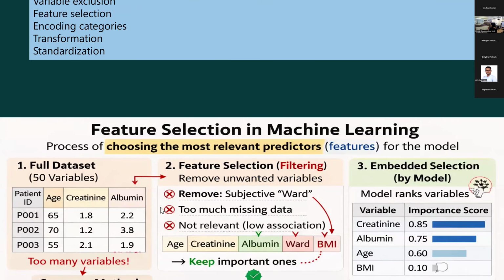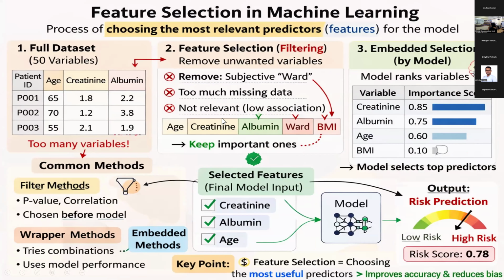So, what is feature selection? When you look at the data, you get a lot of variables that can be used as predictors. Which one is important, which is not important? That is done by something called feature selection, where they remove the unwanted variables. For example, age, creatinine, albumin, and which ward they are in. Maybe the ward they are admitted to may not give a predictive value as such. So in feature selection, all of these unwanted variables are removed.